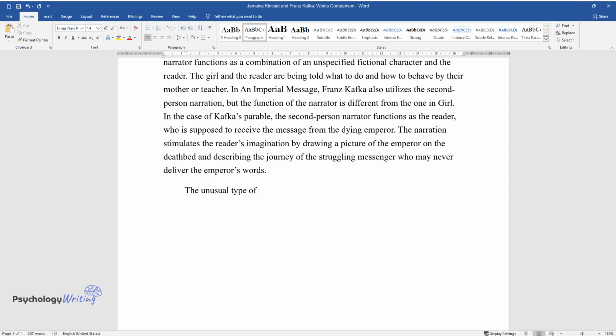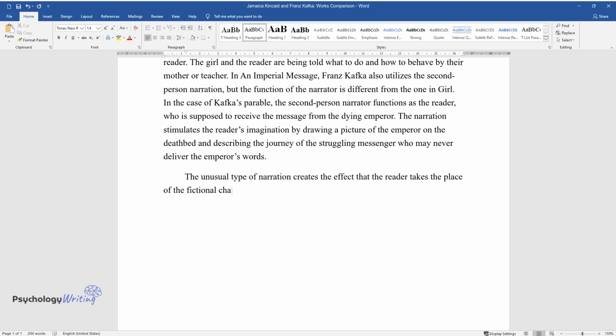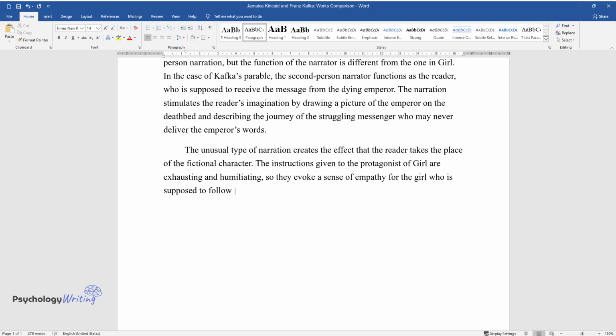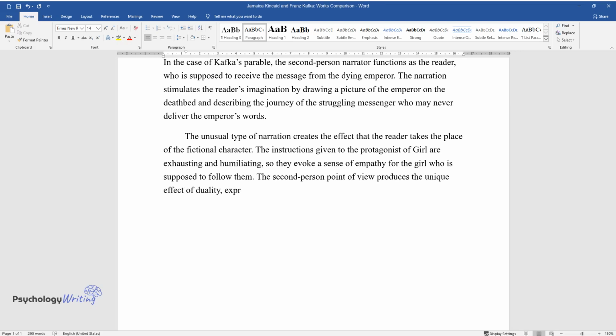The unusual type of narration creates the effect that the reader takes the place of the fictional character. The instructions given to the protagonist of Girl are exhausting and humiliating, so they evoke a sense of empathy for the girl who is supposed to follow them. The second-person point of view produces the unique effect of duality, expressed through the narrator's reception of motherly advice along with blame and insult.